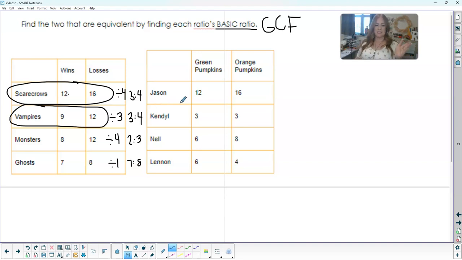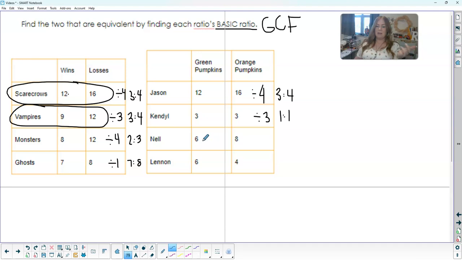Okay, next up, Jason, Kendall, Nell, and Lennon are picking pumpkins. They're getting green or orange pumpkins in a set ratio. Oh, hey, look, we just did 12 and 16 right here. We know that we're going to divide it by 4, and it's going to equal 3/4. And then Kendall, 3 and 3 can both be divided by 3. So every time she gets 1 green pumpkin, she also got 1 orange pumpkin, 1 and 1. She kept that ratio equal.